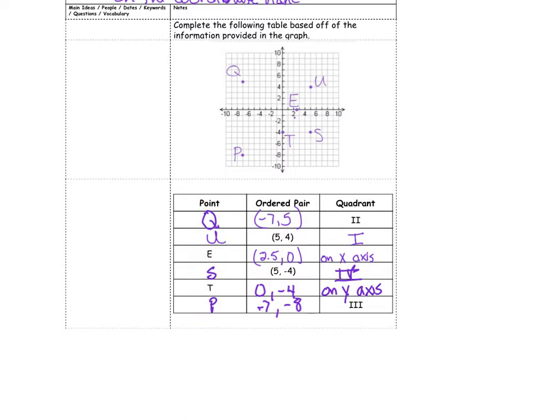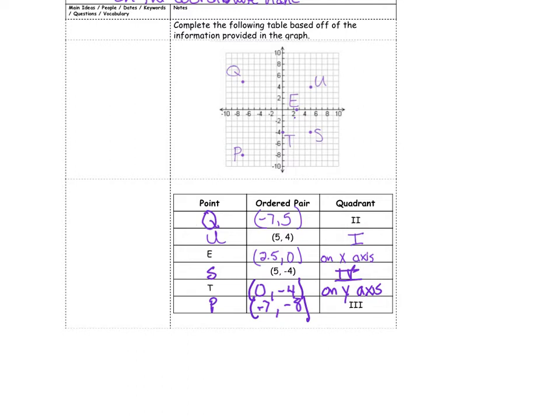A couple things I want to point out. When it's right on an axis, it's not in a quadrant. So for E, we had to say it was on the x-axis. For T, we had to say it was on the y-axis. Oh, I see I made a mistake. I told you yesterday, I'm very much expecting you to have parentheses around those ordered pairs, so make sure you're doing that.